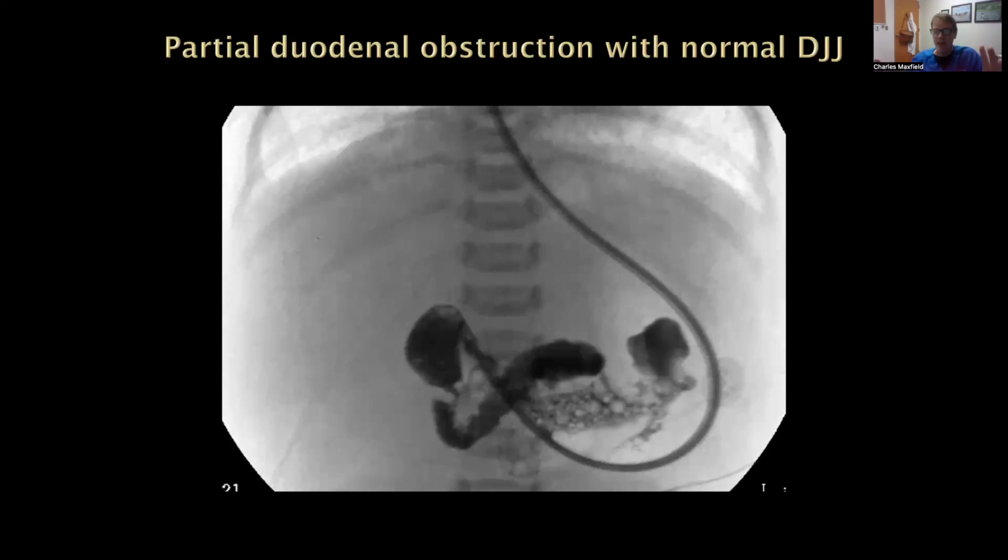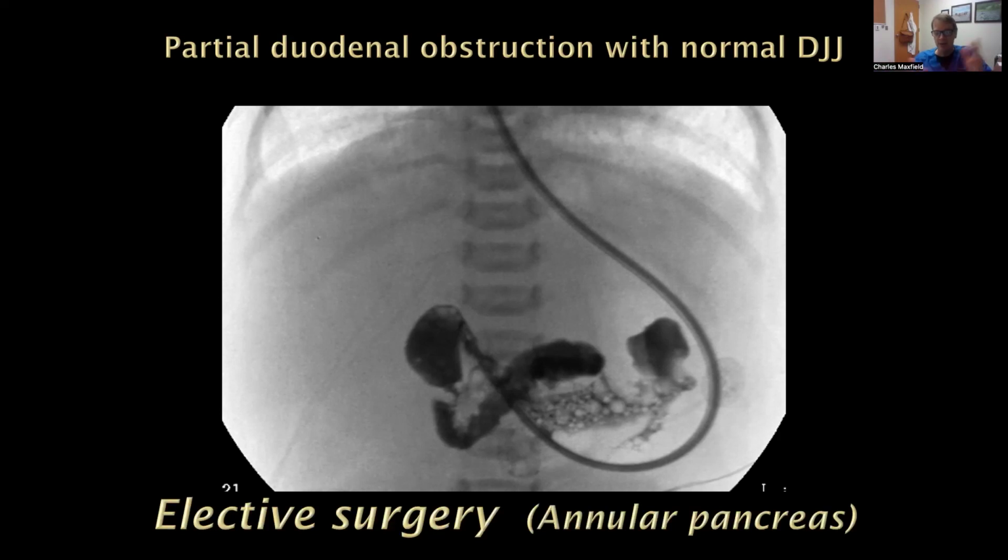So of the 5 patterns for upper GI, we would assign the pattern of partial duodenal obstruction with a normal DJJ, and correct management for this, as we've talked about, is elective surgery. So not middle of the night, don't need to rush them to the closest hospital that does the surgery. You have the luxury because you've documented that the baby's not malrotated. You don't quite have the same rush. And they took the baby to the OR and they found an annular pancreas that was obstructing this duodenum.